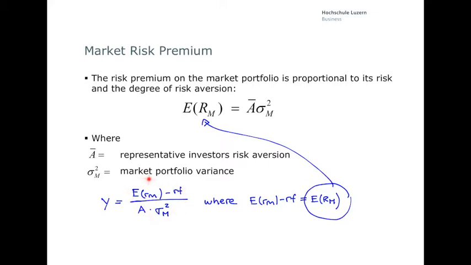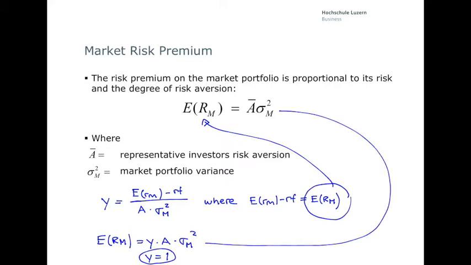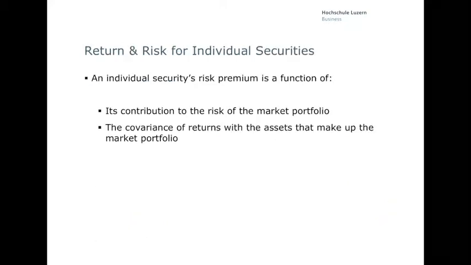rearranging this formula to the expected market premium, the average position in the risky portfolio is 100%. Therefore, substituting y equal to 1 into the formula, we find that the risk premium on the market portfolio is related to its variance by the average degree of risk aversion.